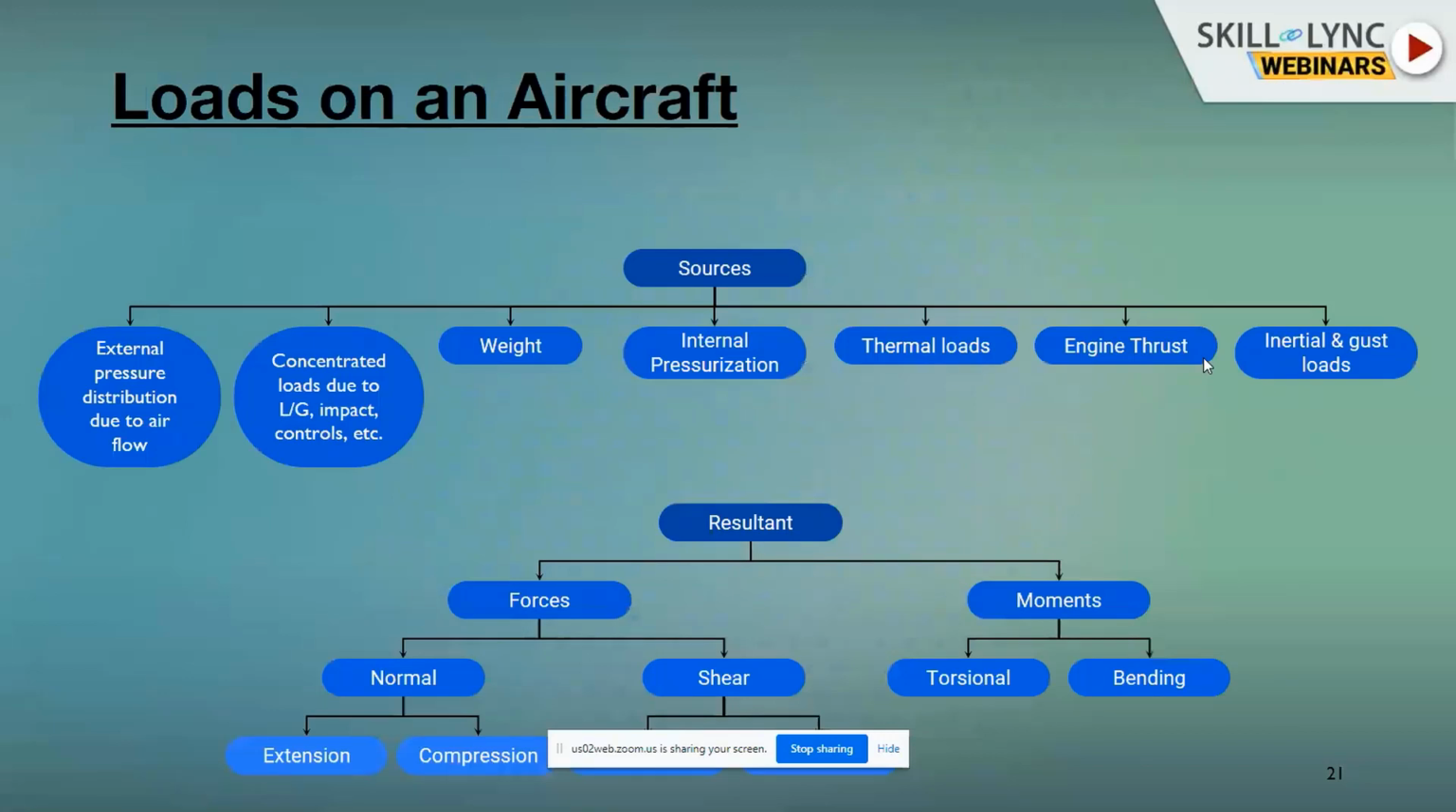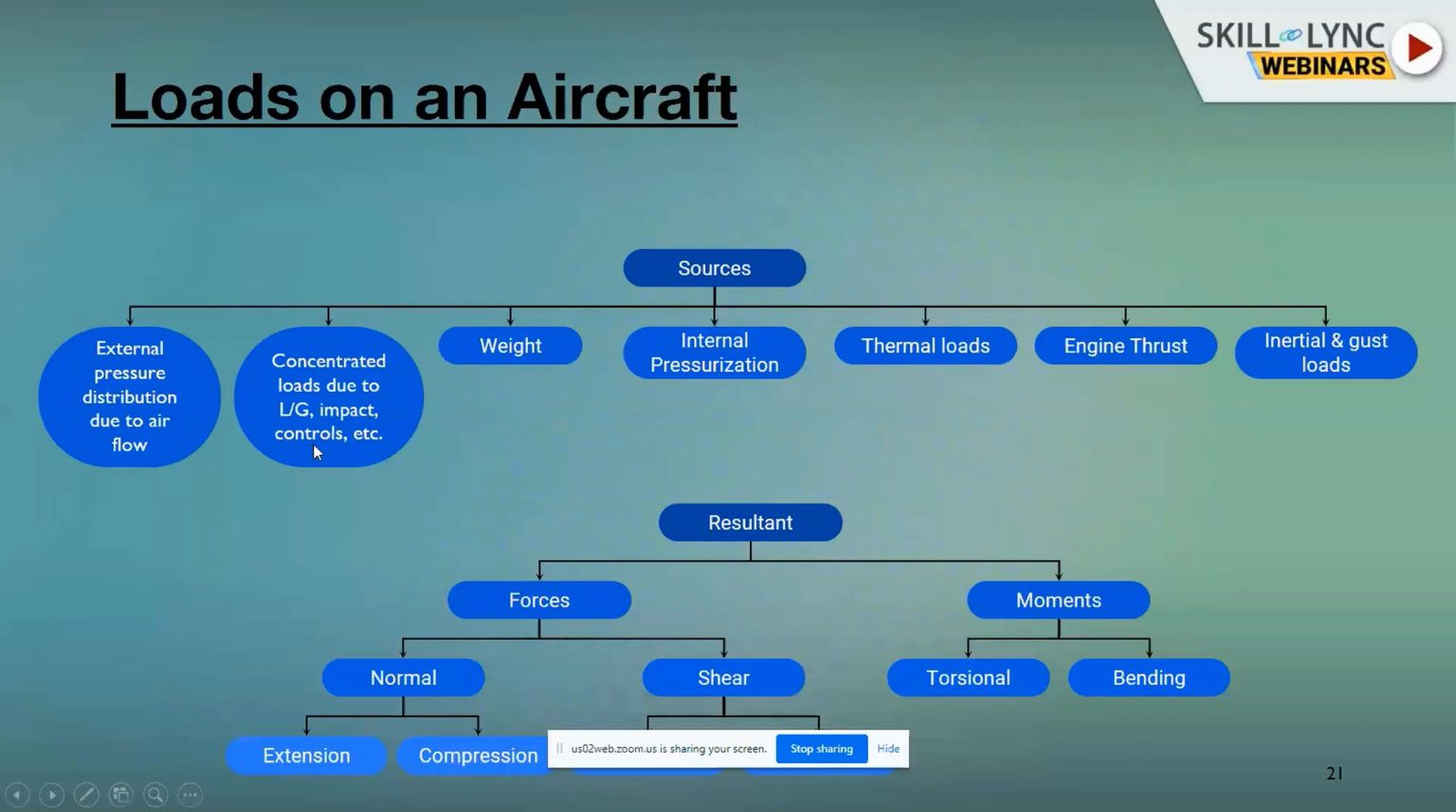Now, the most important thing for a structure analysis is to know what loads are coming on the structure. You can't analyze a structure without knowing what the loads are. So, what are the sources of the loads? Like external pressure or aerodynamic. I would say the aerodynamic group will have their own aerodynamic drag and thrust loads. Then concentrated loads due to impact, first strike damages, we consider that also.